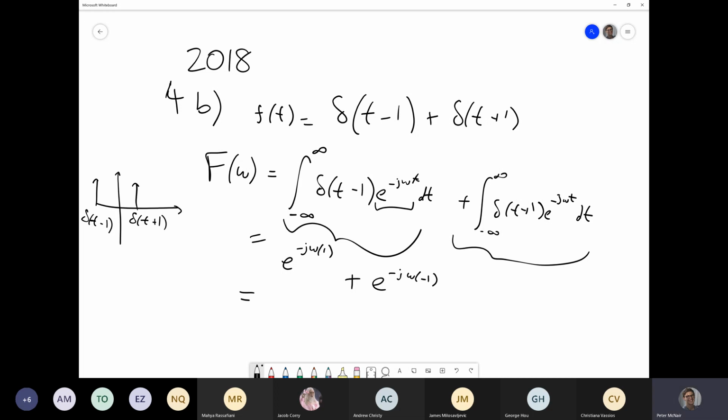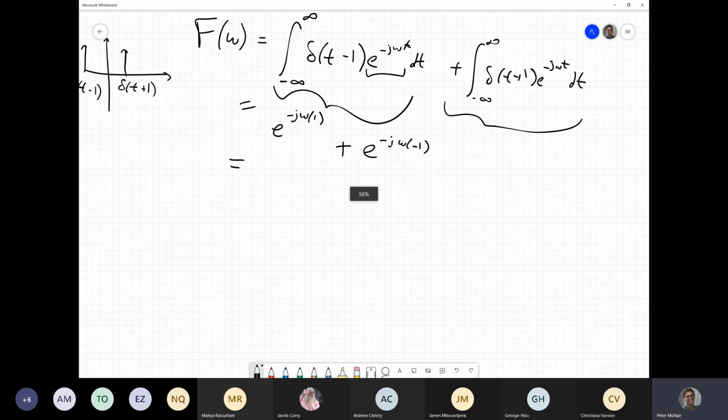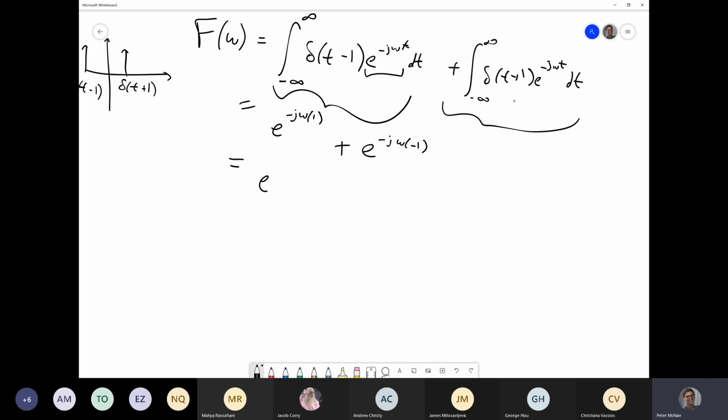So this is e to the j omega minus e to the minus j omega, which we could write as sine, right? You've got 2 exponentials, they got the same thing. This would be 2j sine of omega. So that's f of omega.